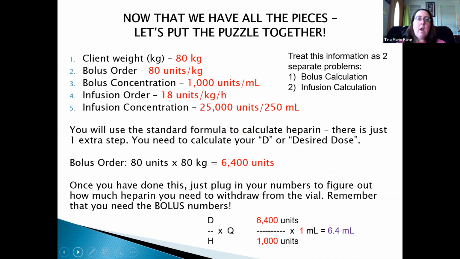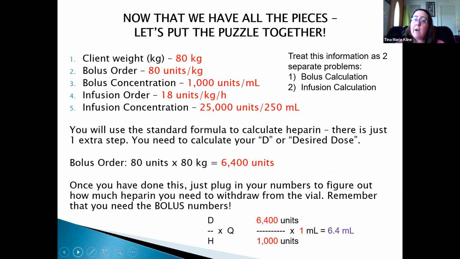Okay. All right, so as I mentioned before, 80 units times 80 kilogram, I need to give 6,400 units of heparin as my bolus dose. Okay, that's great, but for me to give the bolus dose, I have to be able to pull it up in a syringe and give it IV push. So how do I figure out 6,400 units in milliliters?